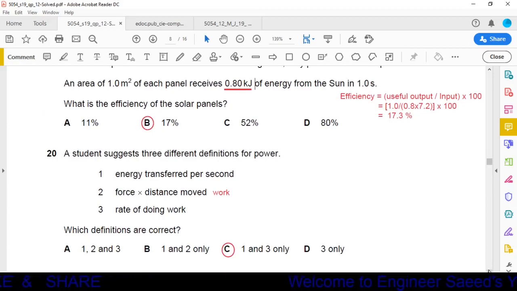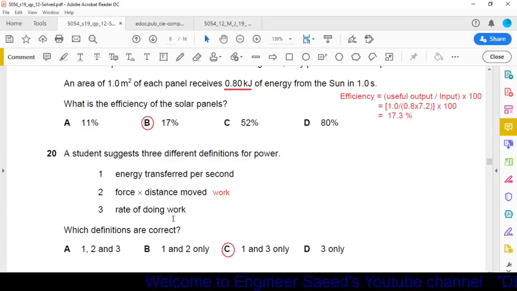Question number 20. A student suggests three different definitions for power. Number 1. Energy transferred per second. Yes, it is correct. Energy per unit time is called power. Option 2. Force multiplied by distance moved. No, it is not power, it is work done because work done is defined as a product of force and the distance moved. So option 2 is incorrect.